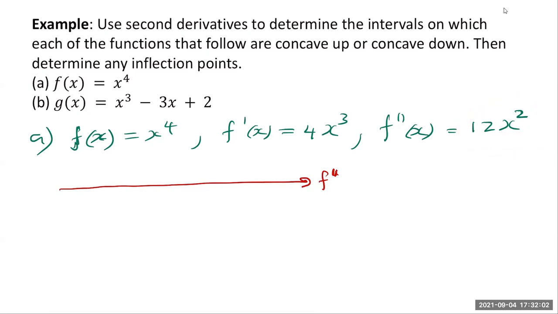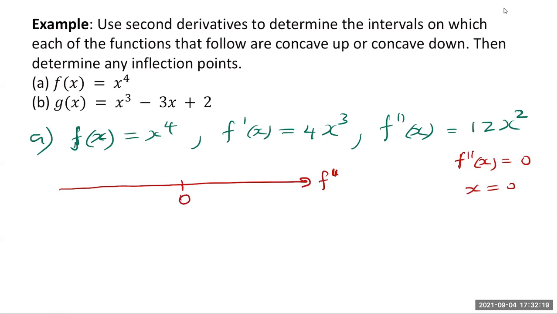So the zeros of this function: you set your f double prime to 0, you get x is equal to 0. This is the only 0 of your f double prime. You mark that 0 on the number line.